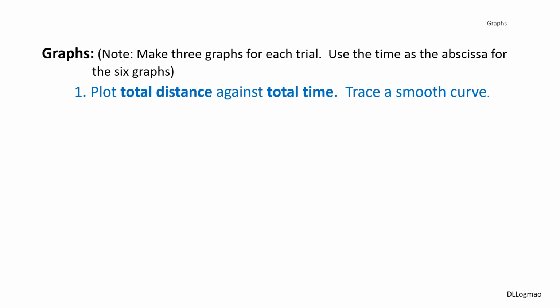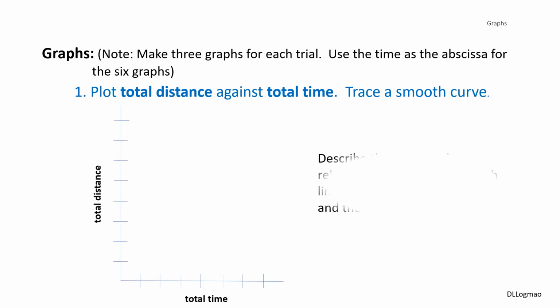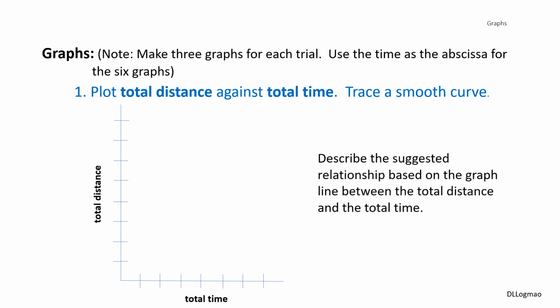For the graphs of the relationships between variables in this experiment, you have to make 3 graphs for every trial in this experiment. The first graph is the total distance against total time. Trace a smooth curve. The suggested format, the graph of total distance traveled against the total time of travel. Describe the suggested relationship based on the graph line between the total distance and the total time.